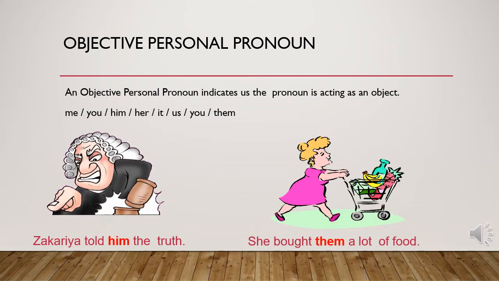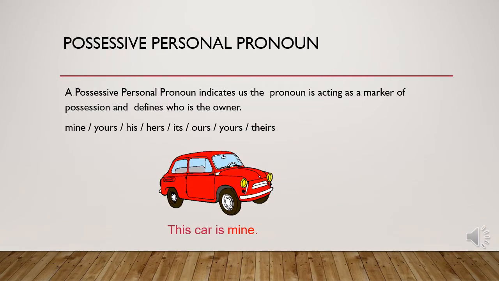An objective personal pronoun indicates the pronoun is acting as an object. Our objective personal pronouns are me, you, him, her, it, us, you, and them. A possessive personal pronoun indicates the pronoun is acting as a marker of possession and defines who is the owner. They are mine, yours, his, hers, its, ours, yours, theirs.